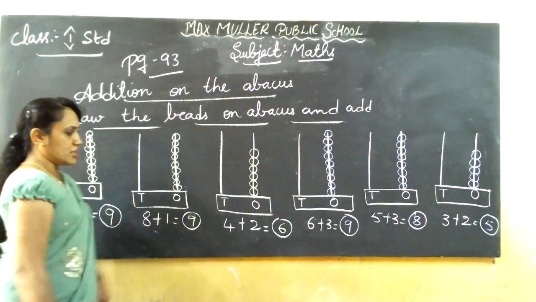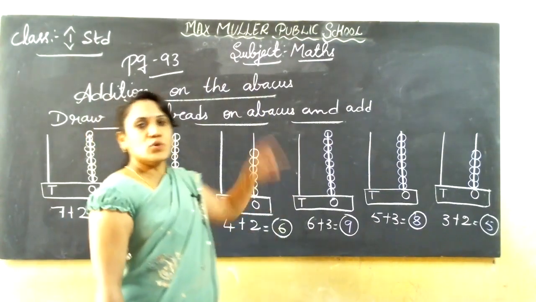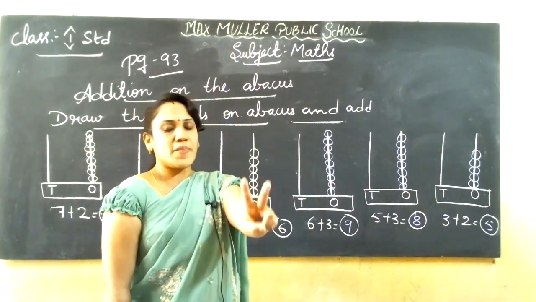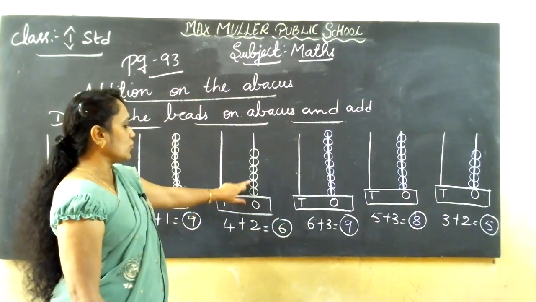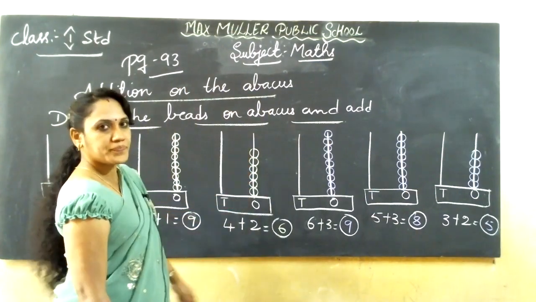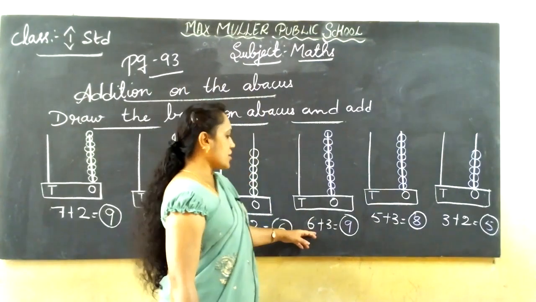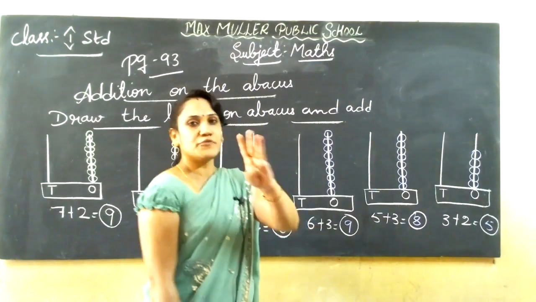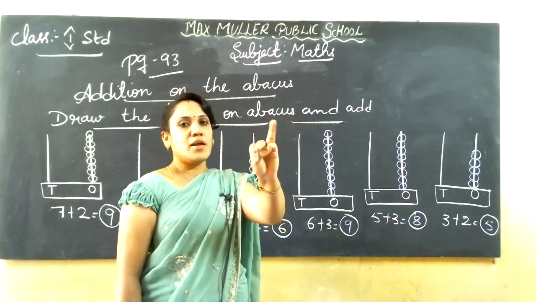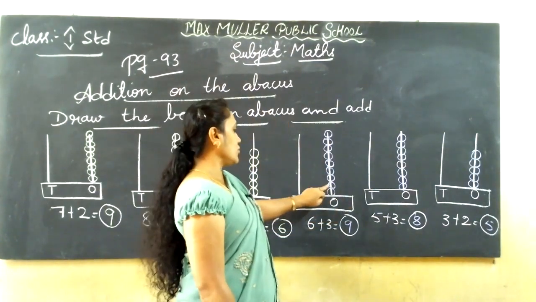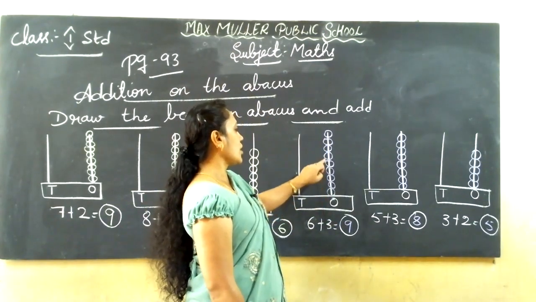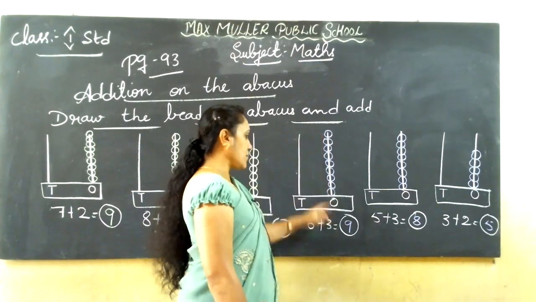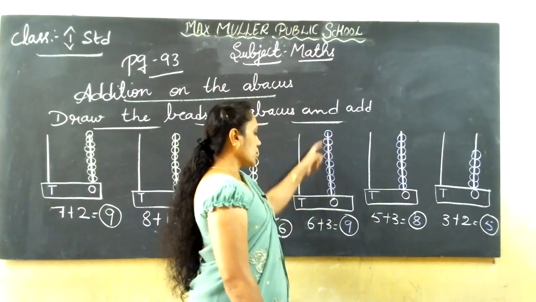Okay, next, come to the third sum. 4 plus 2. 4 in the mind, 2 in the finger. After 4, 5, 6. Draw 6 beads. 1, 2, 3, 4, 5, 6. Okay, next, 6 in the mind, 3 in the finger. After 6, 7, 8, 9. Draw 9 beads. 1, 2, 3, 4, 5, 6, 7, 8, 9. 9 beads. Okay, correctly draw.